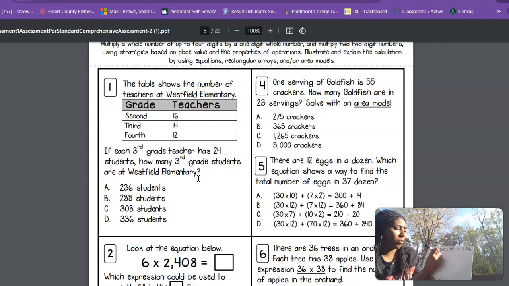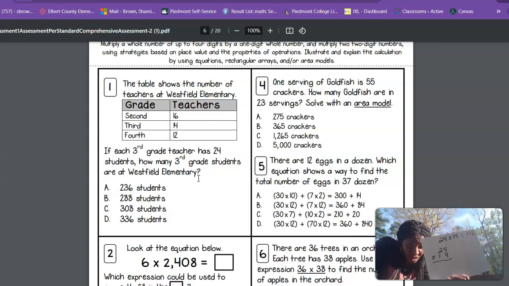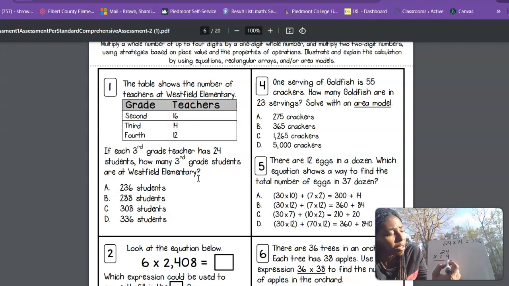I'm going to 24 times 14. Okay. So 4 times 4 is 16. Put my 6, carry my 1. 2 times 4 is 8. Plus 1 gives me 9. I have to put a 0 here to hold my place because I've already multiplied everything by the 1's place.